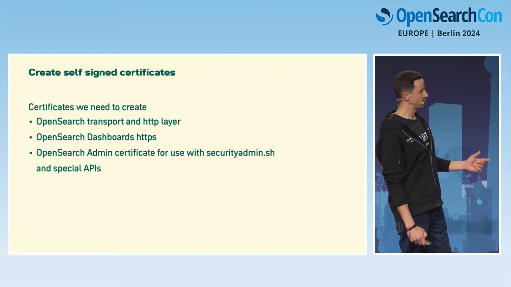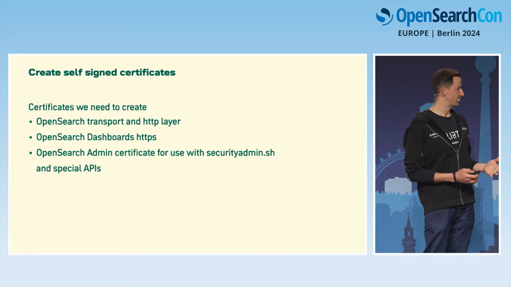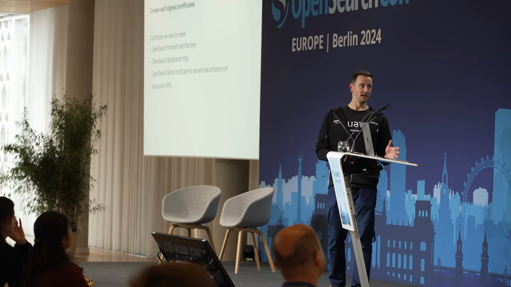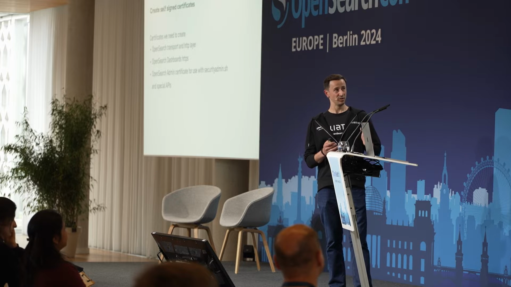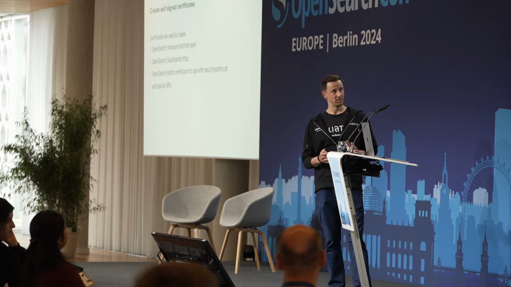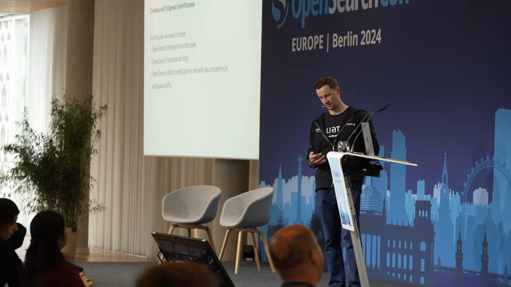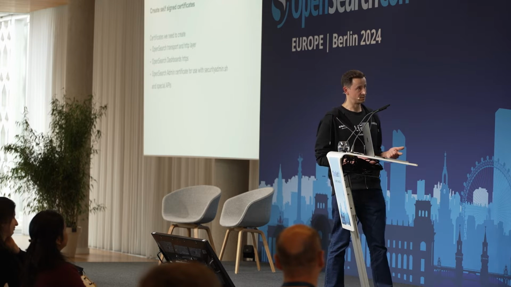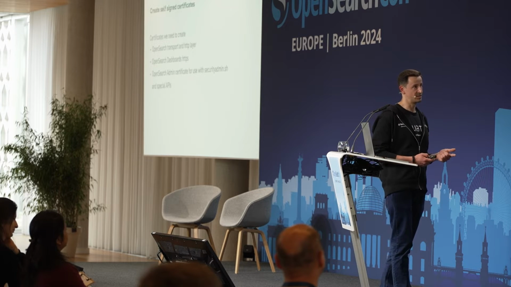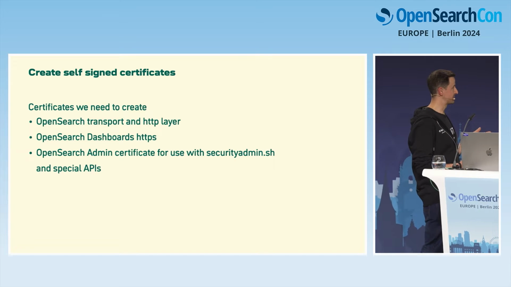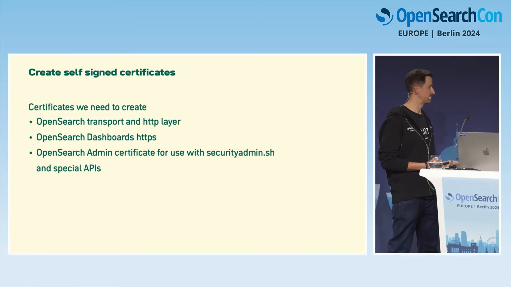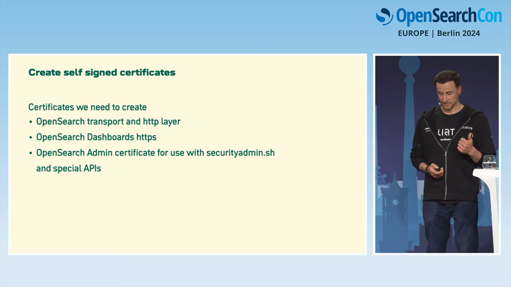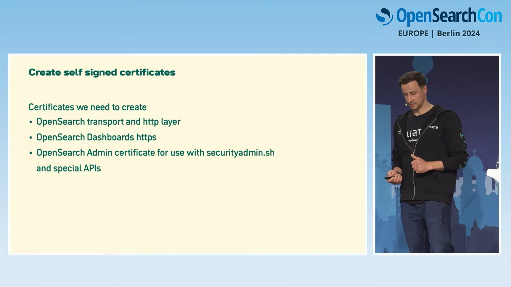Now that we have the master certificate, we're going to create all the baby certificates, right? So we're going to reuse the same certificate for transport and HTTP layer on OpenSearch, just in the interest of keeping things simple. We're going to use a separate certificate for Dashboards to create the HTTPS, and a third one for the admin certificate for using the security admin and special APIs.